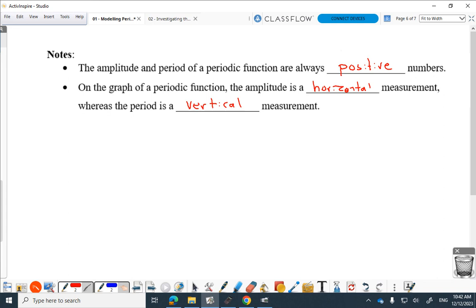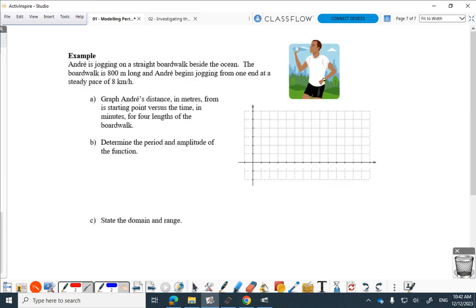Last page. More time? Actual example. Starting to move towards things we'd actually do. Andre is jogging on a straight boardwalk beside the ocean. The boardwalk is 800 meters long, and Andre begins jogging from one end at a steady pace of 8 kilometers per hour. Graph Andre's distance in meters from the starting point versus time in minutes for 4 lengths of the boardwalk. All right, lots going on here, but the first thing I want to mention is this is a periodic situation. Andre's going to run to the end of the boardwalk, and then he's going to run back. Then he's going to run to the end again, and then run back. It's going to be very repetitive.